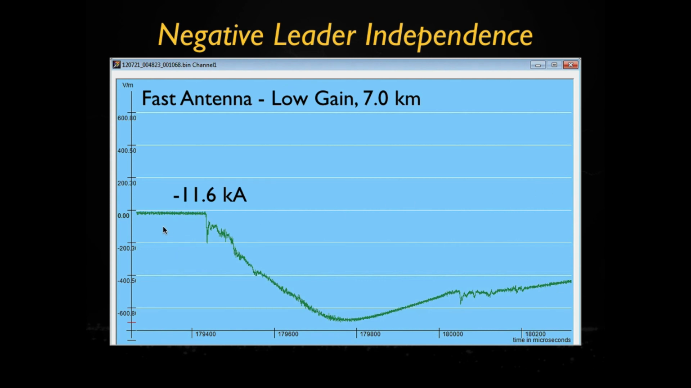Again, if we look at the data recorded by the fast antenna, this is a low gain. This is about 7 kilometers away. We see the connection made by the first leader channel here, and then here's the second independent branch when it made its connection. And this did not register anything with the NLDN.